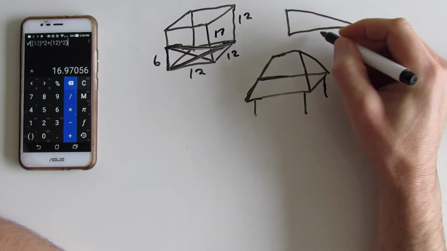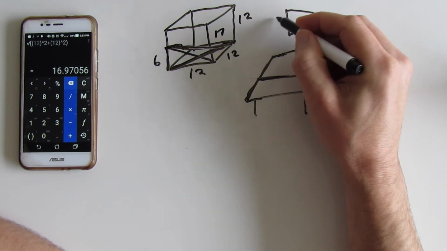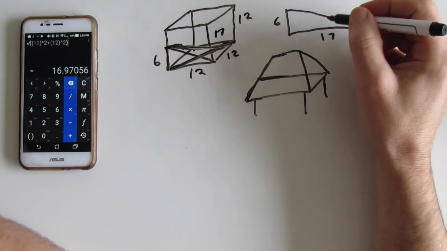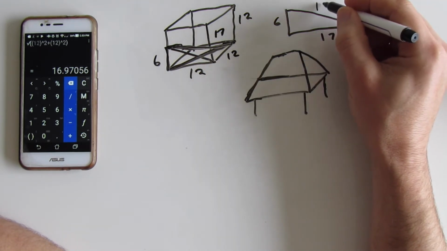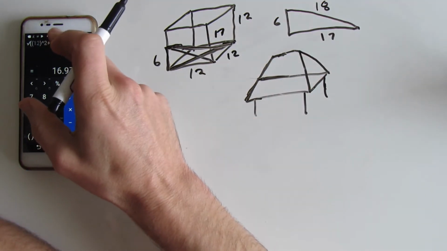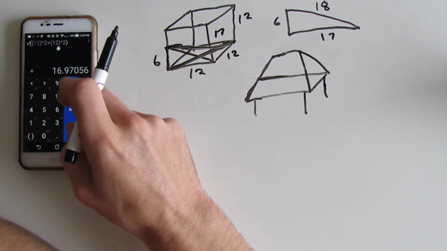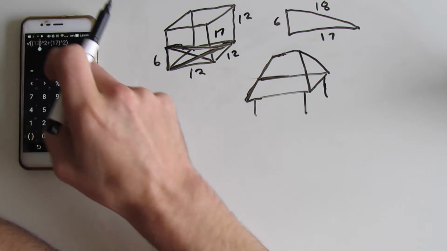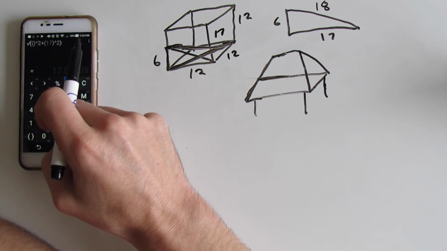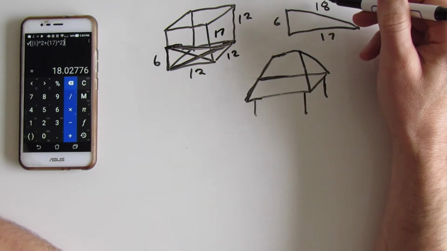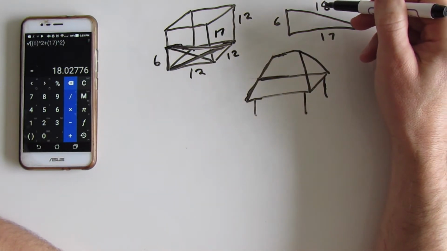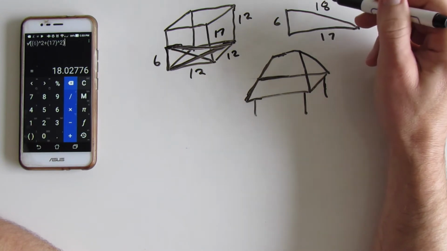It's going to be slightly longer than the other unit triangle because it has 17 as the bottom instead of 12. So this is going to be 18. I'll just show you that here. Here we put in 17, and here we put in 6, and we get 18.02. I don't think that is even a 16th, so we'll just call it 18. So in order to calculate our hips, this is the unit we can use.